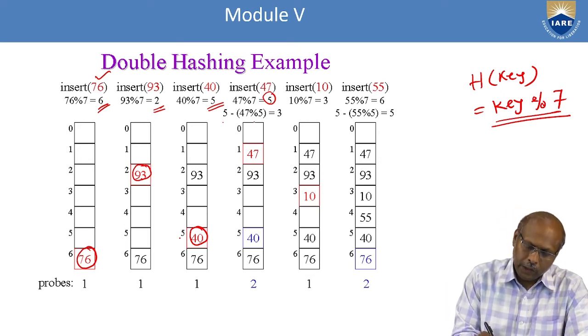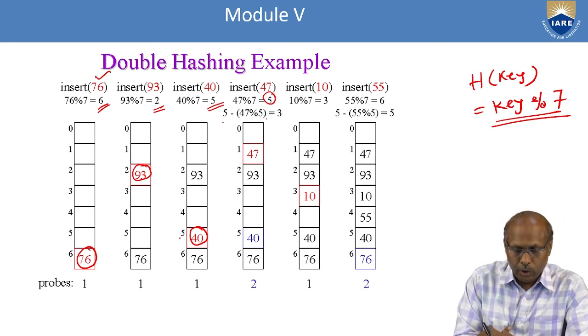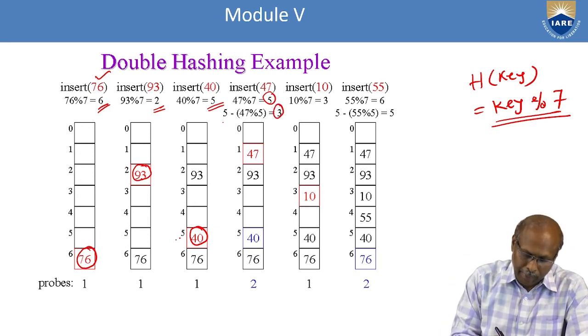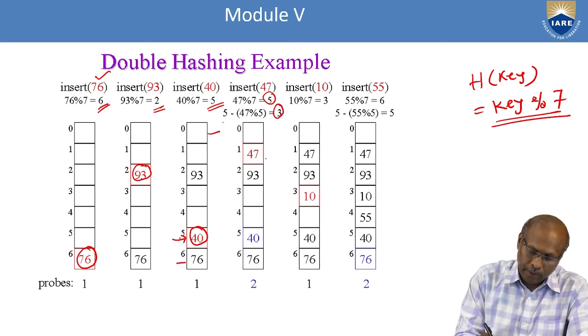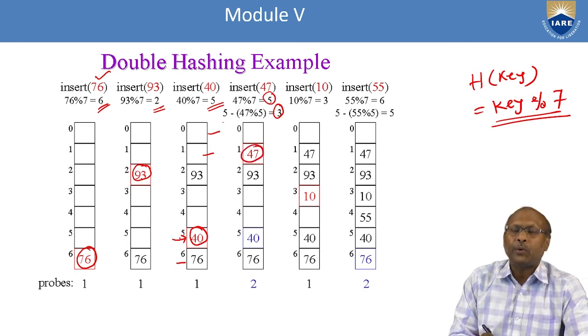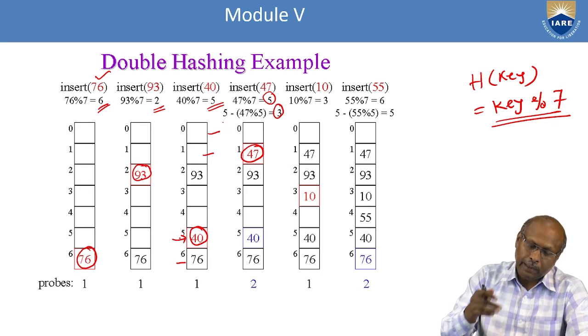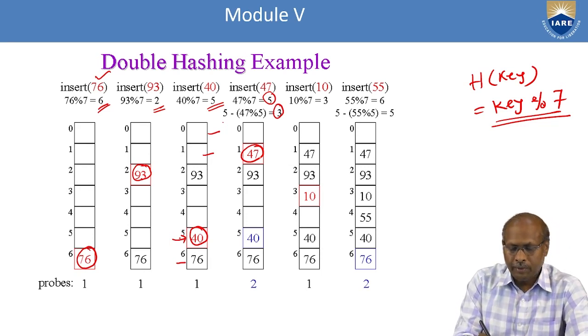So 5 minus 47 modulus 5. 47 modulus 5 is how much? 2. So 5 minus 2 is 3. So I should go 3 positions from where the collision occurs. Actually the collision came at the 5th place, so I will go 3 places: 1, 2, 3. So that means at the 1st place I store that 47. From where the collision occurs, you go that many steps forward. Okay, so 47 I stored here.